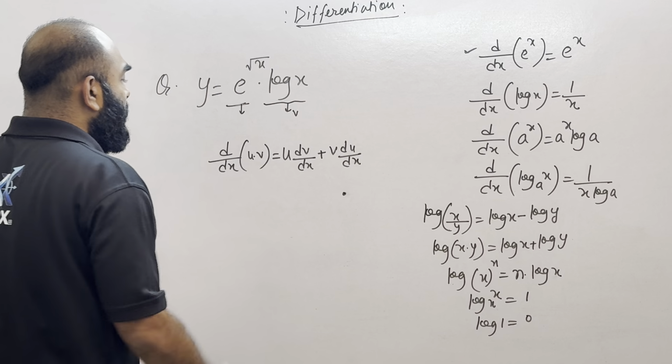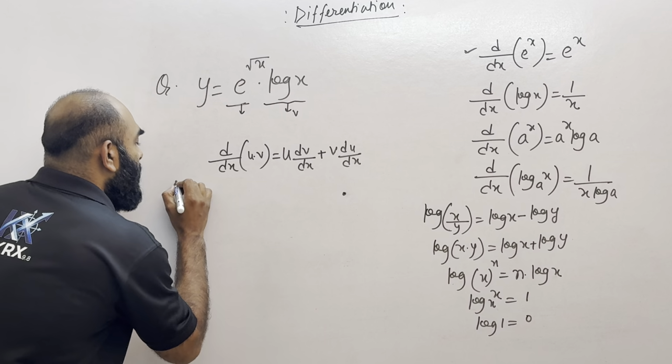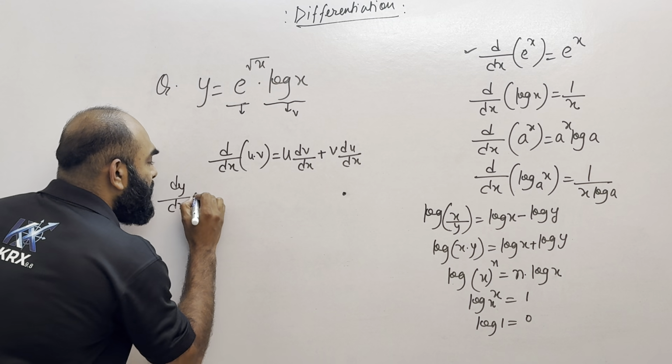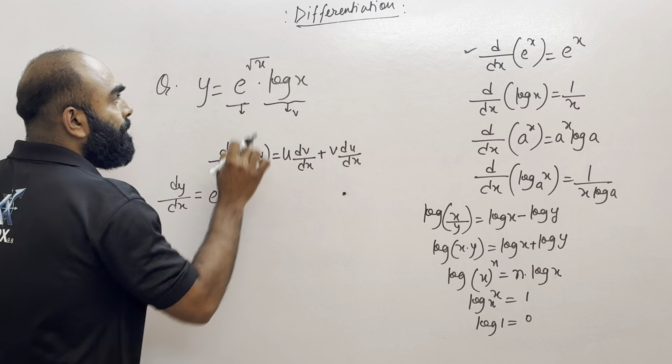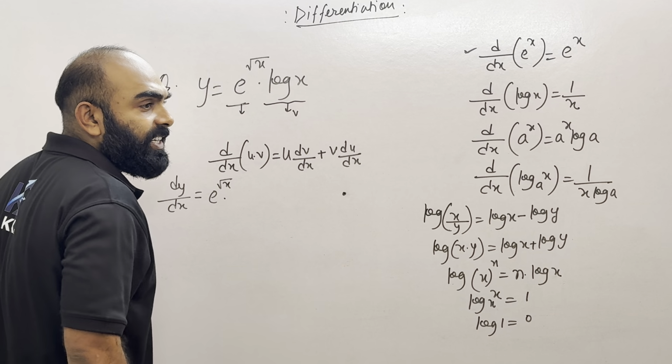Correct? Now see here this question. So what will I do? Directly I am doing d by dx. Left the u, e to the power root x, differentiate the v. Log x differentiation, tell me.